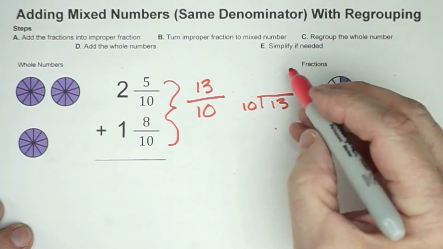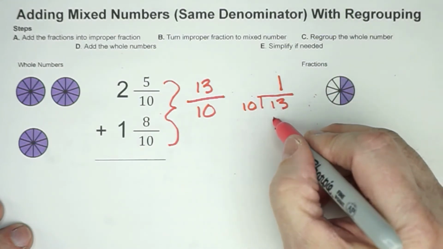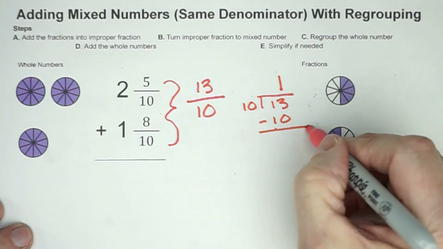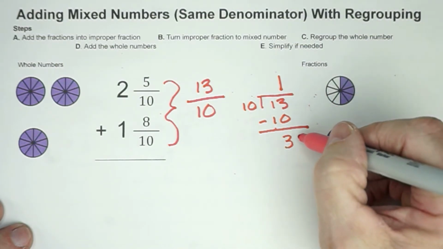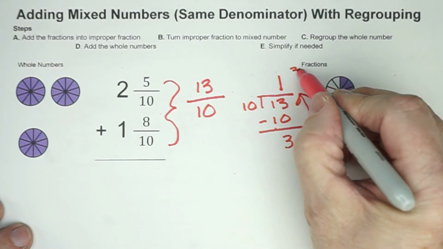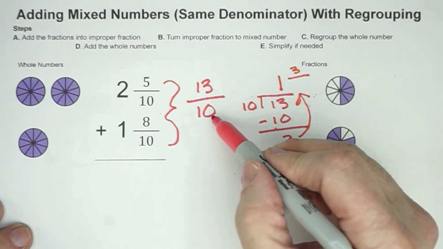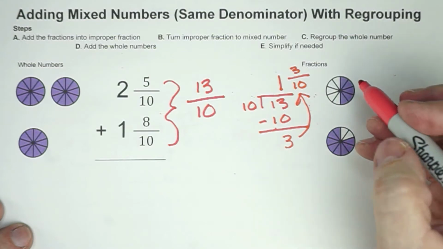10 will go into 13 one time. And then 1 times 10 is 10. If we subtract, this would be 3. And this remainder we're going to write as a fraction. So the 3 becomes our numerator. And then in this case, we're dealing with tenths, these fractions. So 1 and 3/10.